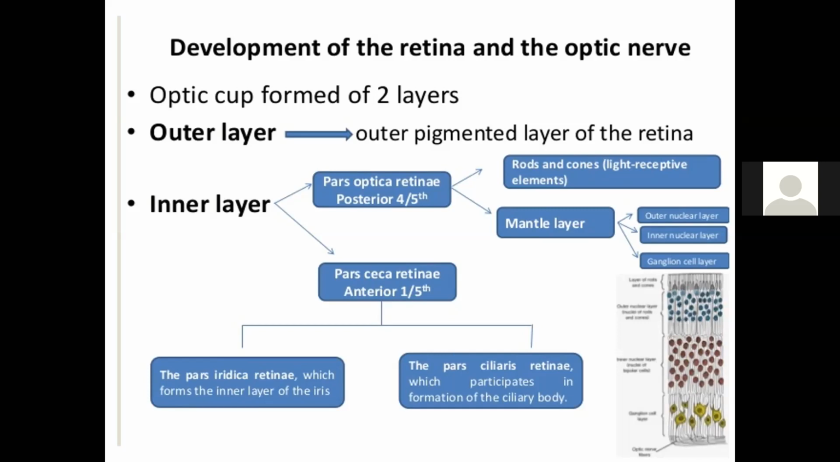From the posterior 4/5 layer, the retina is formed. अच्छा, अब रेटिना के बाकी लेयर्स मैंने आपको सिर्फ अभी तक एक लेयर बताया, ठीक है, that is the outer pigment layer of the retina, and then from where the remaining layers are formed, the inner layer, which is forming the posterior 4/5, which is known as pars optica retinae, it will divide into two parts.